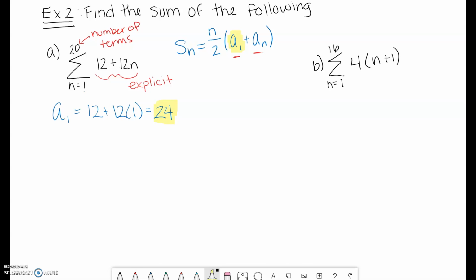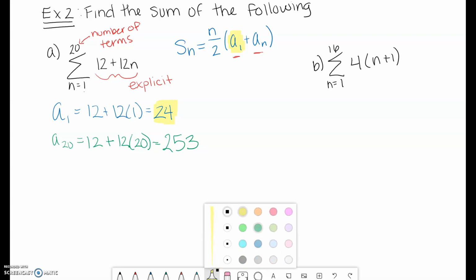And then we need to find the nth, the last term. So we're going to be plugging in a of 20. So we're going to be plugging in 20 for the n. So 12 plus 12 times 20. And then you go ahead and calculate that out, and you get 253. Okay, and then that is going to be going in for this term here.